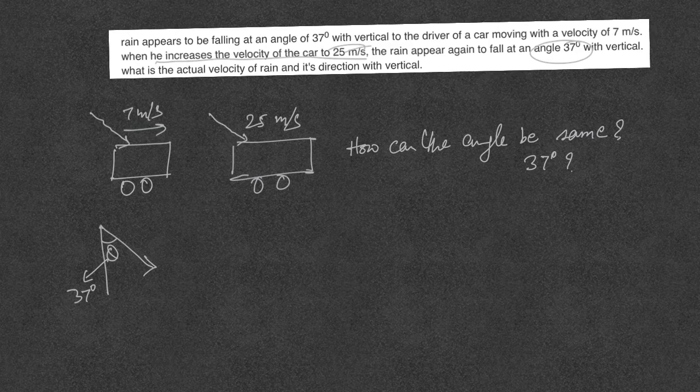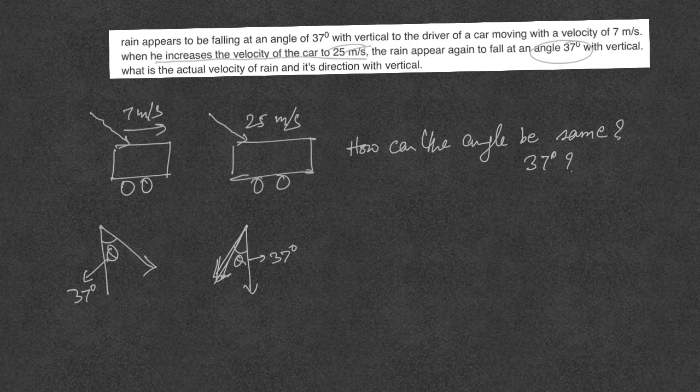Okay, now when it's driving at 25 meters per second, then the angle which it makes is in this direction. So the rain is falling in this direction, and this theta is 37 degrees. It's very important to understand. Both of them are 37, but the direction of the rain is changing.